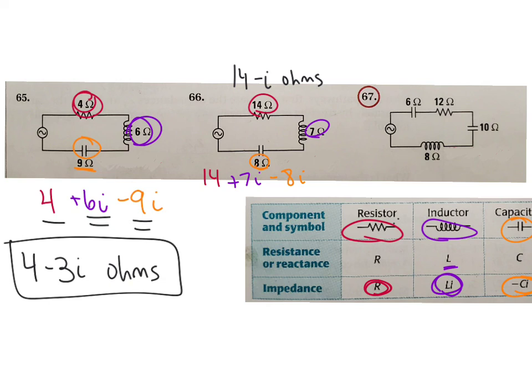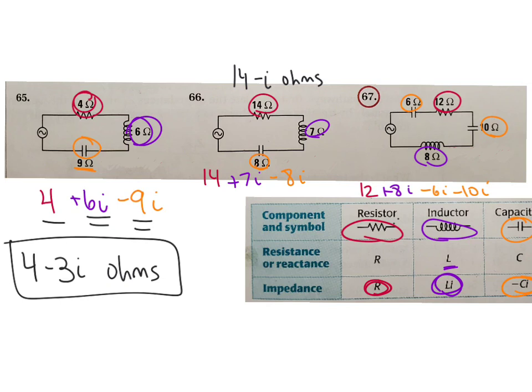Lastly, I have problem 67. Look, this one has 2 capacitors. So it's important to know there's 2 different capacitors. Our resistor is 12, so I'm going to start with 12. Then I find my inductor. See, look, they even changed up the order a little bit. They made it a little bit different. It is 8, so remember we make it 8i. Now, to do my capacitor, I have 6 and 10, so it becomes minus 6i minus 10i.